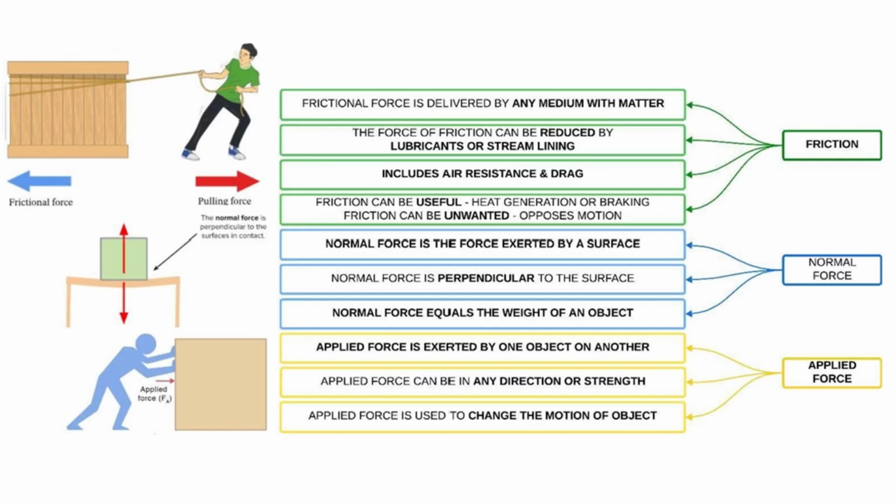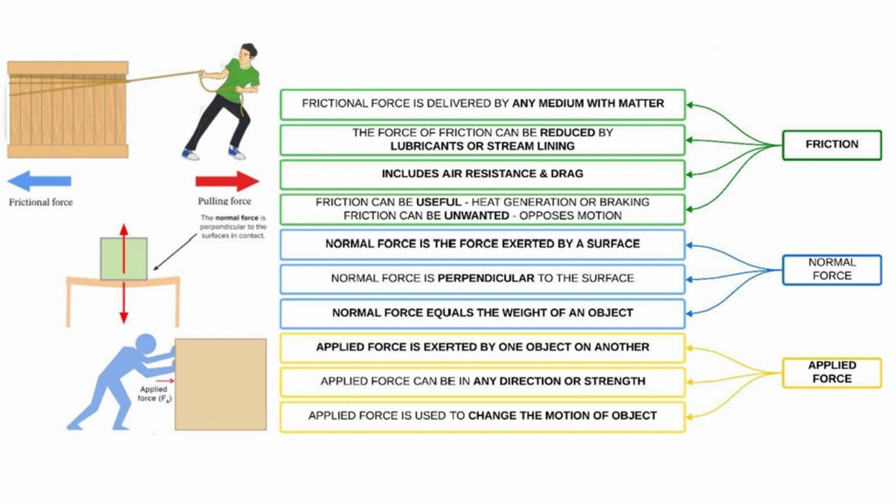Now we're going to look at the contact forces. The first one is friction. Friction is delivered by any medium with matter. The force of friction can be reduced by lubricants or streamlining. Friction includes air resistance and drag. Sometimes friction can be useful, like for heat generation or braking in your car, and sometimes it's unwanted when it's opposing the motion that you want.